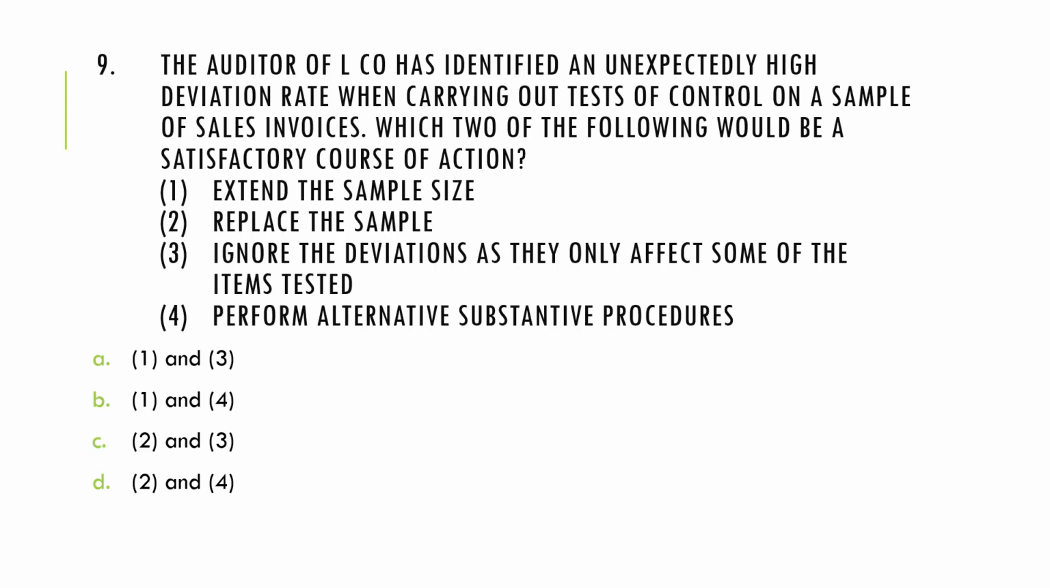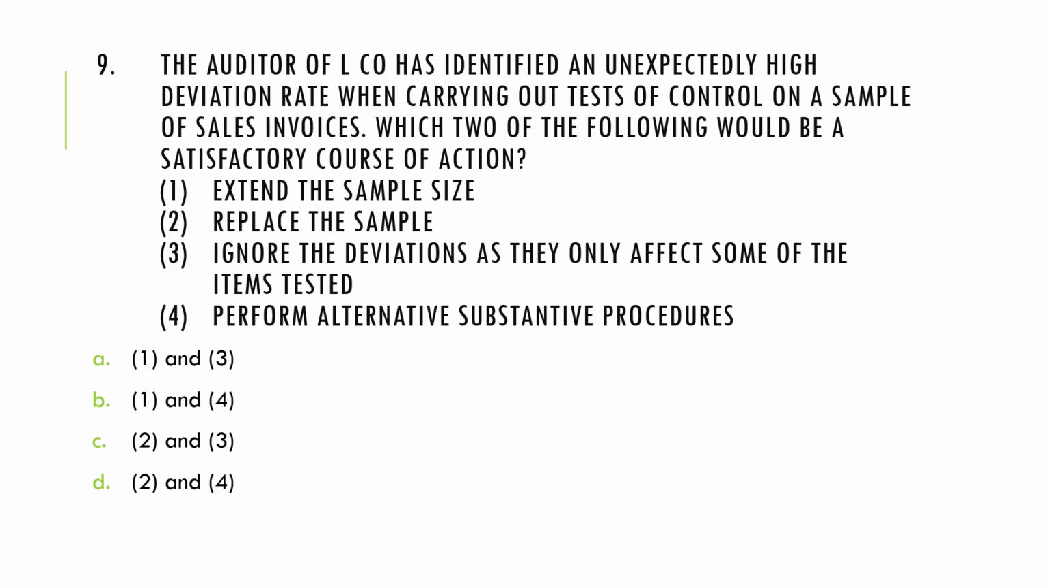Let's now take a look at question number 9. The auditor of L company has identified an unexpectedly high deviation rate when carrying out tests of controls on a sample of sales invoices. Which two of the following would be a satisfactory course of action? Number 1, extend the sample size. Number 2, replace the sample. Number 3, ignore the deviations as they only affect some of the items tested. And number 4, perform alternative substantive procedures. And our choices, of course, are a combination of these courses of action.